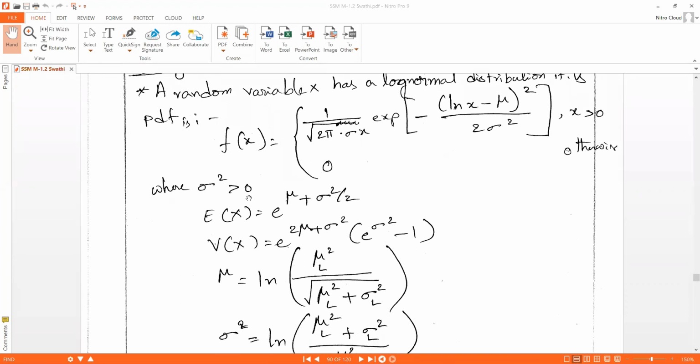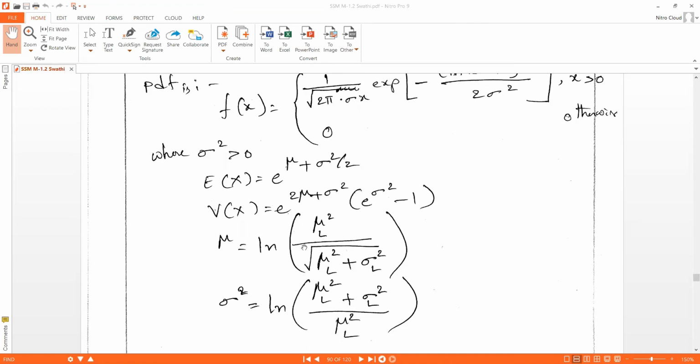Where sigma square is greater than 0, the mean is E of x equal to e power mu plus sigma square by 2, whereas variance is V of x equal to e power 2 mu plus sigma square into e power sigma square minus 1. That is the variance. Okay.